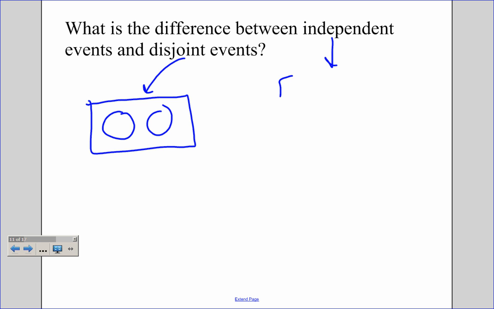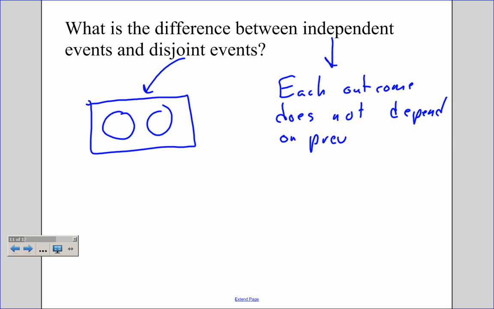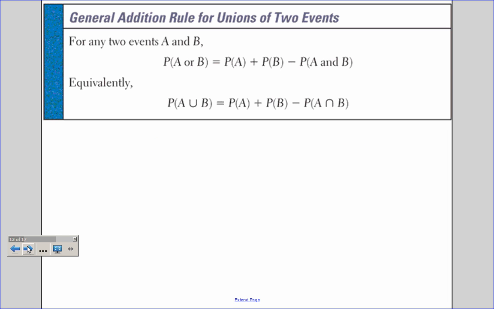Independent just means that each outcome doesn't depend on previous outcomes. Just like when you flip a coin, the next time you flip a coin, it doesn't depend on what the coin got the first time. So these are two completely different ideas, and a lot of people get their definitions flipped around.